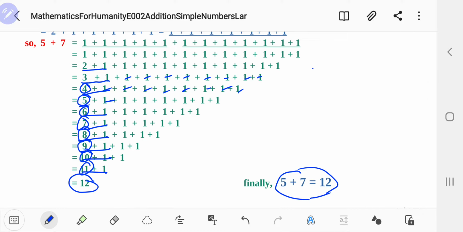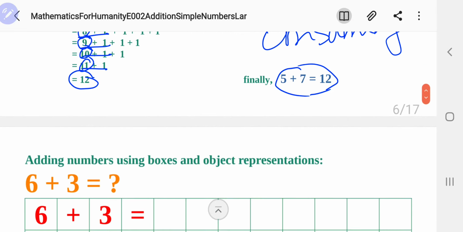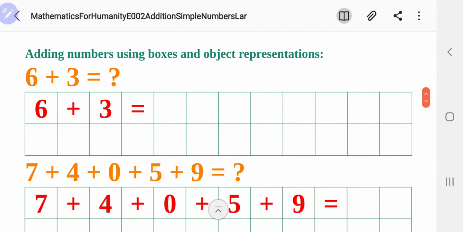So that's how you add, by applying the rules. But this rule is very time consuming. You spend a lot of time. So we better go to another method: adding numbers using boxes and object representations.